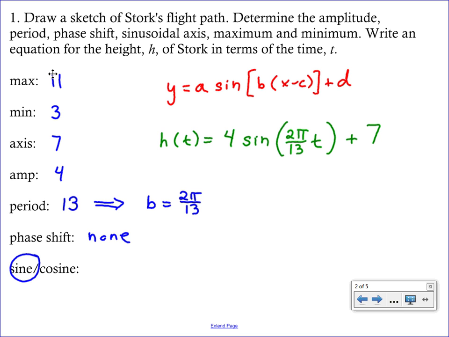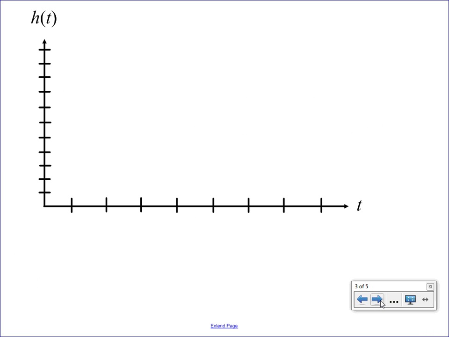So now that we have our equation, we can go ahead and construct our graph. So I have the graph laid out here, and I've included enough tick marks on the t-axis to graph 2 full cycles. So our first cycle is going to end at 13. And the reason I have 4 tick marks for this first cycle is because the unit circle is divided into 4 areas. And that's kind of how we're breaking apart this graph.